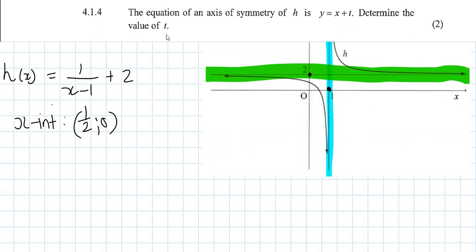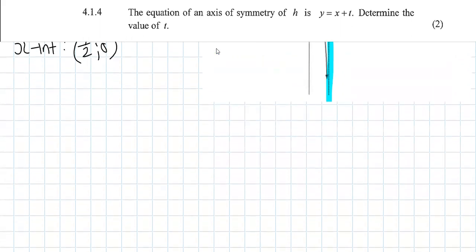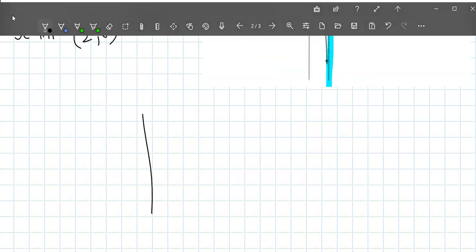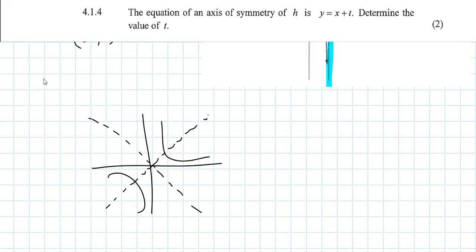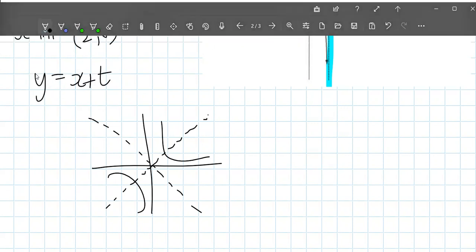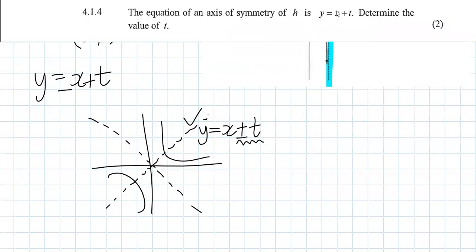4.1.4, the equation of an axis of symmetry. So an axis of symmetry of a hyperbolic function goes either this way or this way. This one had y equals x plus t. So it's the positive axis of symmetry. So it's this one. It's y equals x as the axis of symmetry, but it's been shifted up or down by some value, which they've called the unknown t. It's asking, what is this unknown t?